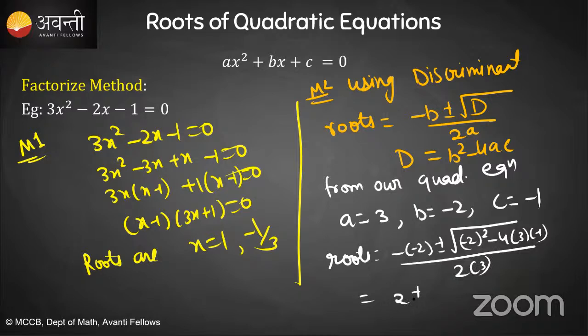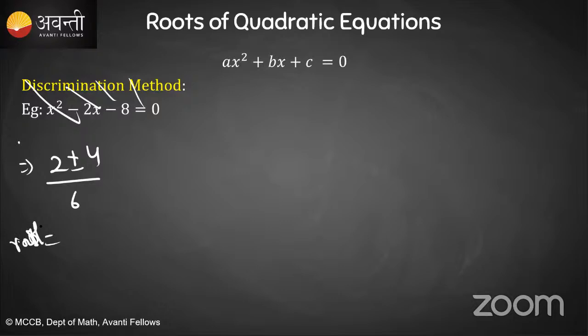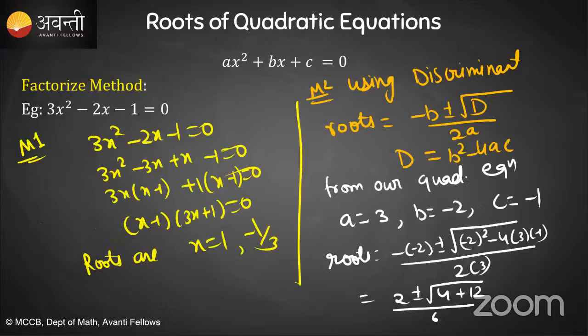So this is nothing but 2 plus minus 4 plus 12 divided by 6. So 2 plus minus root 16, which is 4, right? मेथड 2 कंटिन्यू कर रहे हैं. 2 प्लस माइनस 4 divided by 6, right? So it is nothing but roots are 1 and minus 1 by 3. Simple. So using both methods you can get the roots, right?